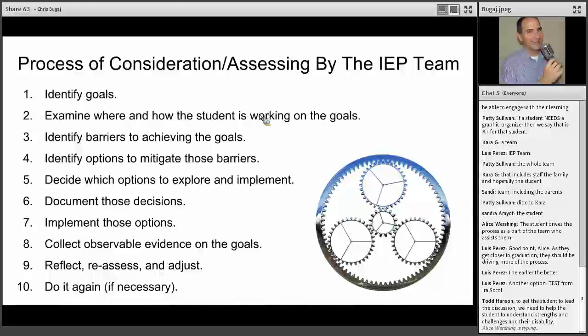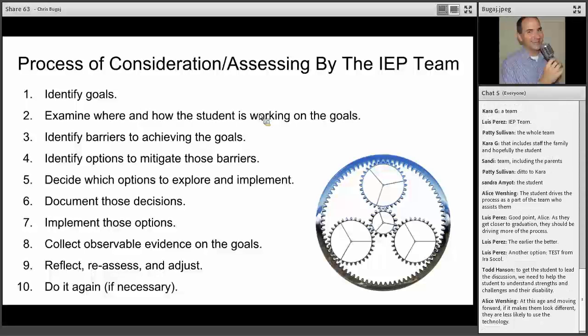So what are the steps? Well, how does it flow? When you're considering assistive technology, let's talk about the student and figure out what the goals are. What exactly do we want the student to be able to do? And then examine where and how the student is working on those goals. Again, that's getting to the environment part, and the how is the tasks we're asking them to do. And then identify barriers that might be impeding those goals.